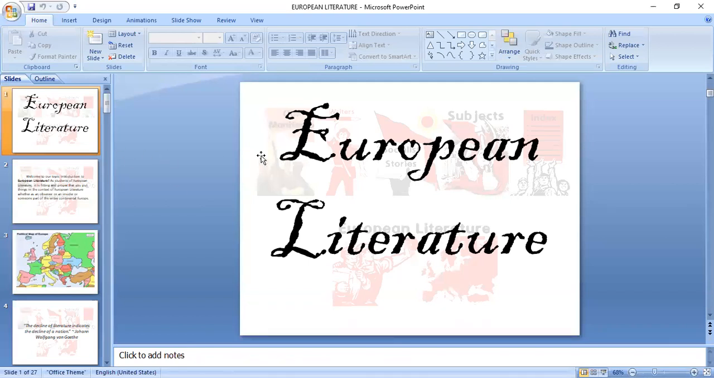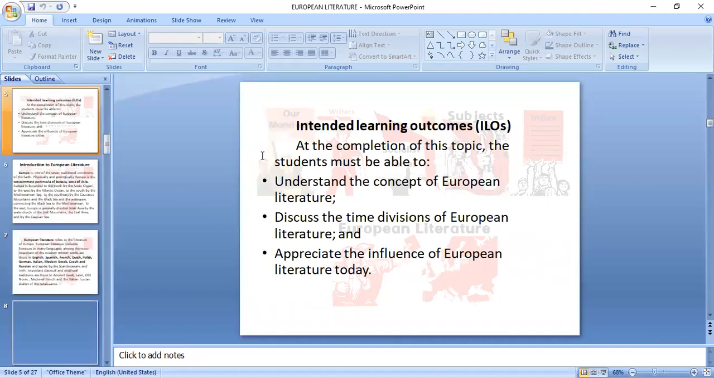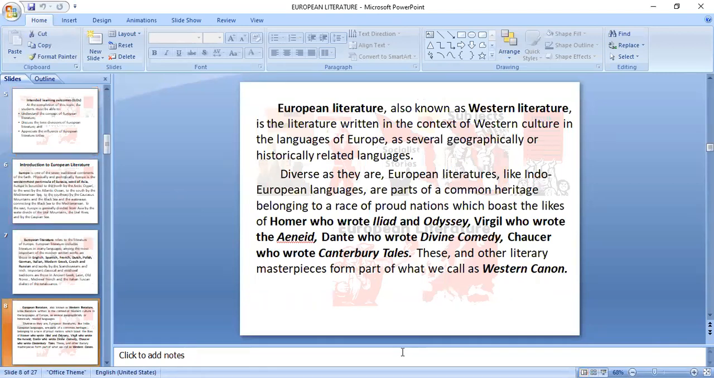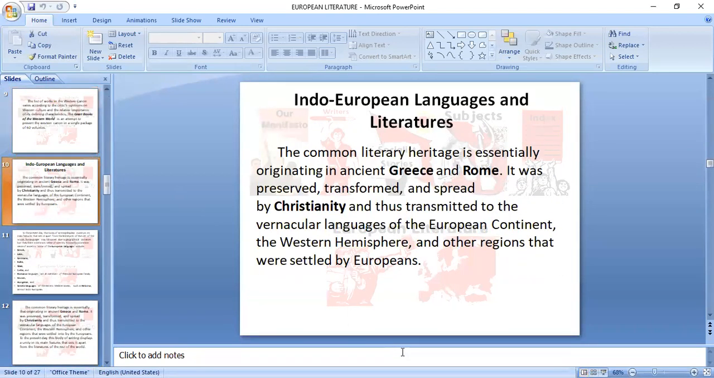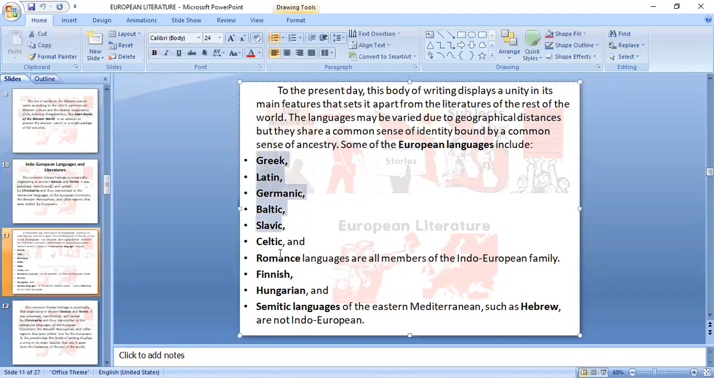All right, so let's move on with this. Again, European literature is the Western literature. Just remember it. Among the important modern written works are those more of the language. Those are the languages you need to learn. First, I hope this is in your head already.